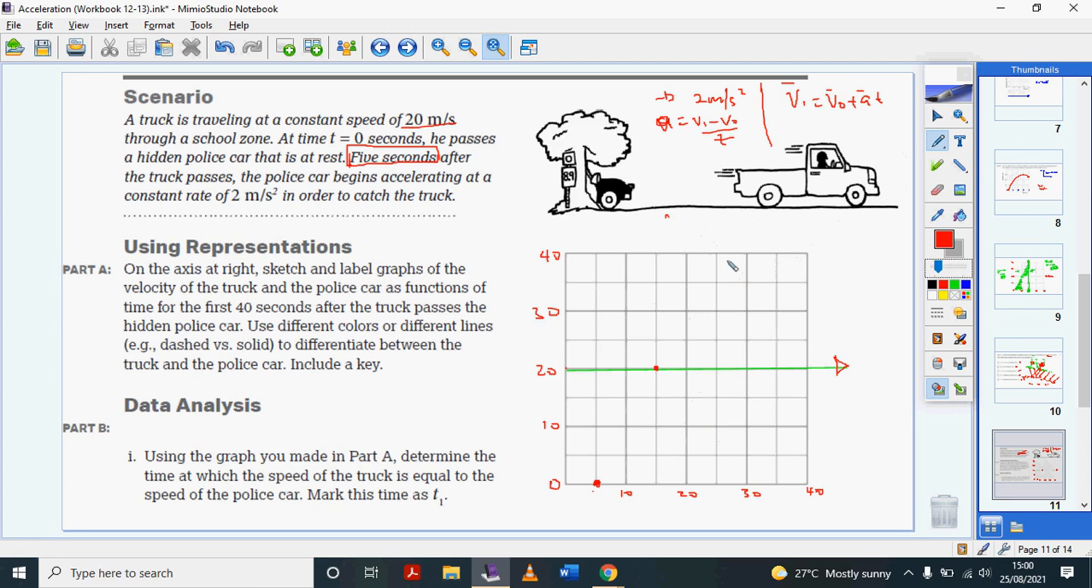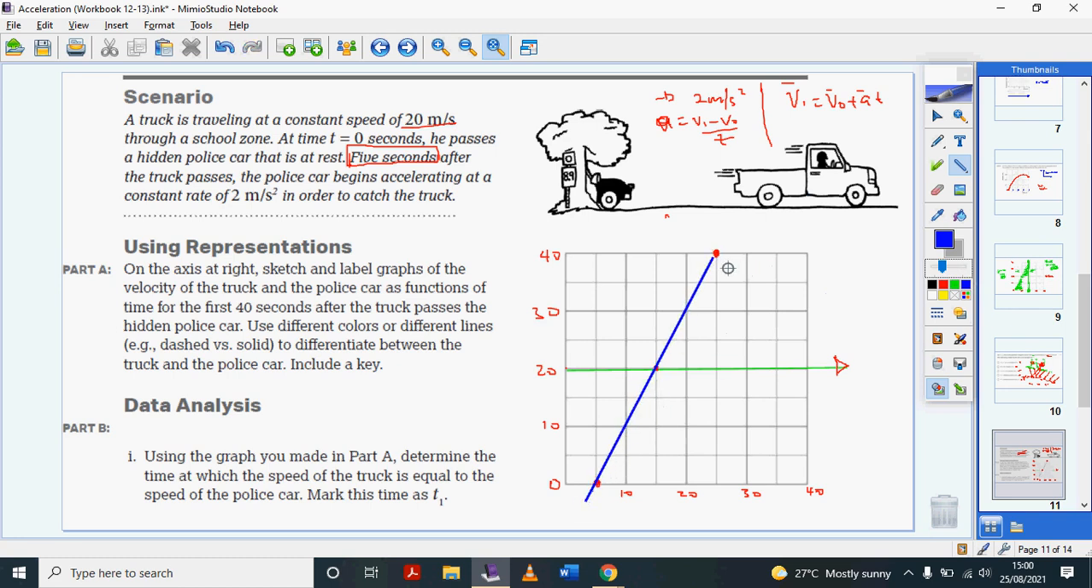So I can use those points to draw the graph of the police car. It's a big graph. Let me draw it in blue. So that's the graph of the police car.